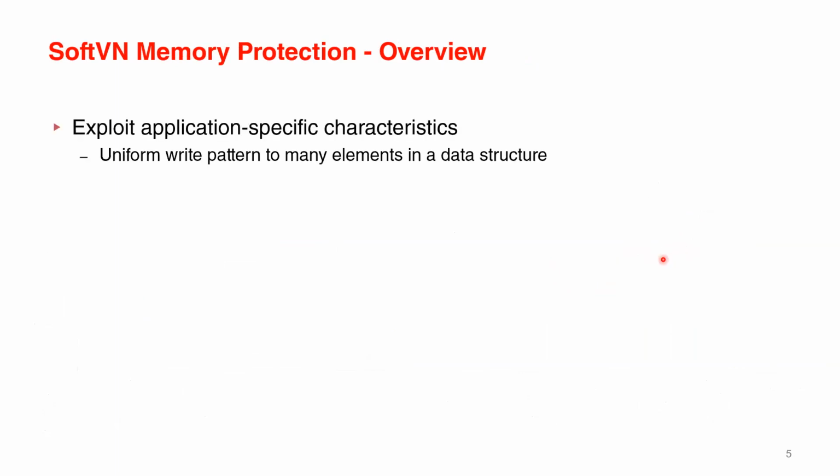So in SoftVN, we propose to reduce the overhead of off-chip memory protection by tracking the external metadata in software. This is the result of our observation that many data-intensive applications have simple write patterns to their data buffers. What we observed was that they update all the elements in their data structure the same number of times, sequentially.